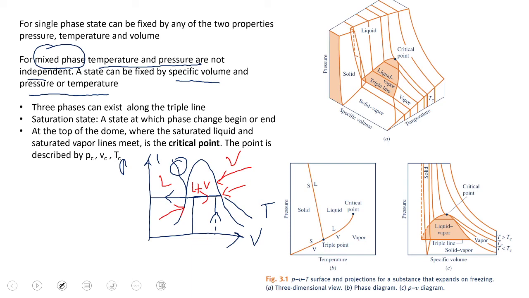However, we can convert directly from liquid to vapor. This can happen if we are above this critical point. If the pressure and temperature are above the critical point, then liquid can be converted directly to vapor.